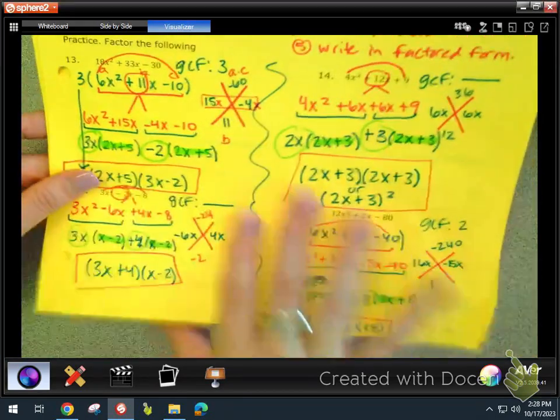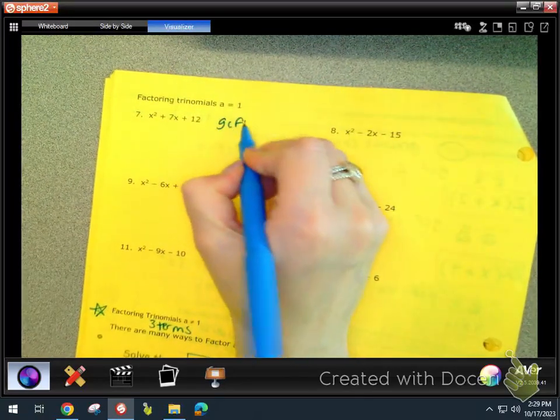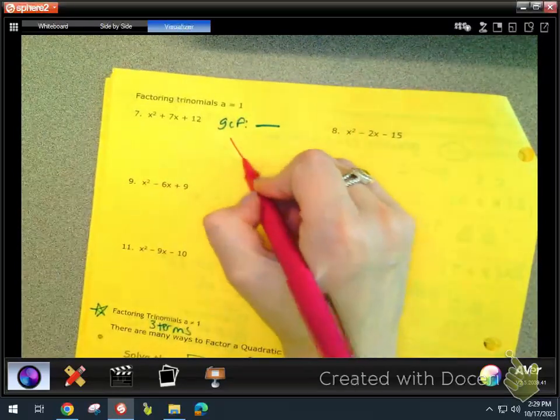Okay, all right, flip back over to 7 through 12. I want you to do problem 7 by grouping real quick. Number 11? Number 7. Oh, sorry, I heard you. That is the incorrect number, actually. But okay, is there a GCF on number 7? No.